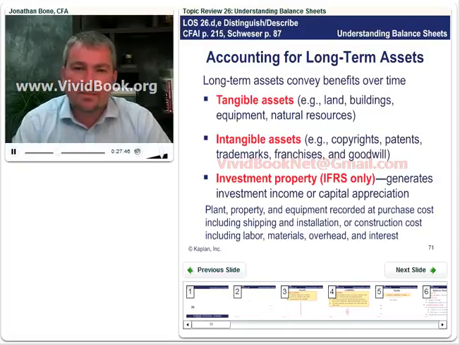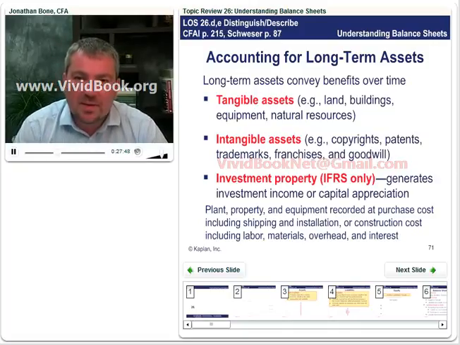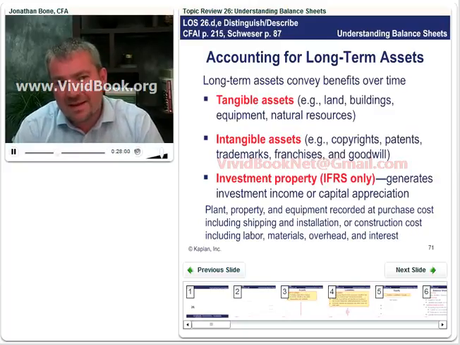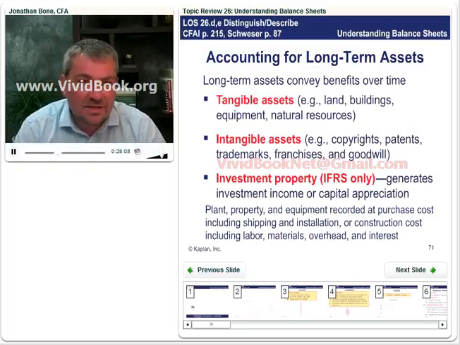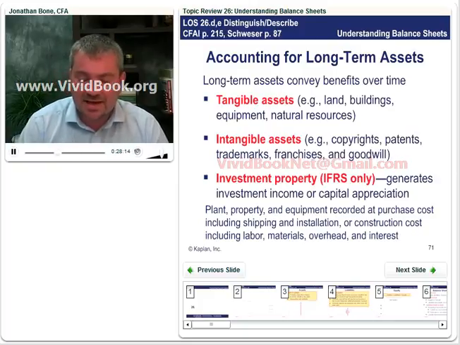Now, notice our plant, property, and equipment is recorded at purchase cost, including shipping, installation, or construction cost, including labor, materials, overheads, and interest. In other words, we're allowed to include all of the costs of getting that PP&E into its location, into working condition. Once it's up and running, then any additional costs typically have to be expensed unless we can prove that they've increased the earnings potential of the asset.